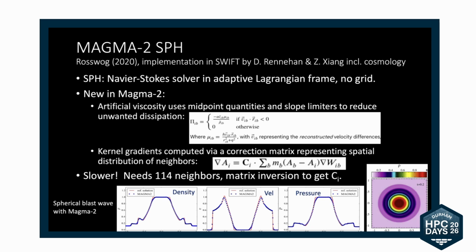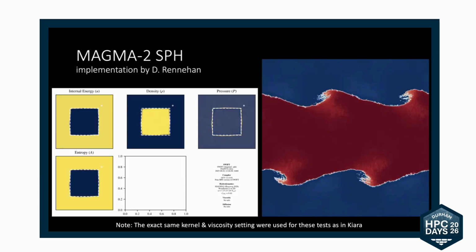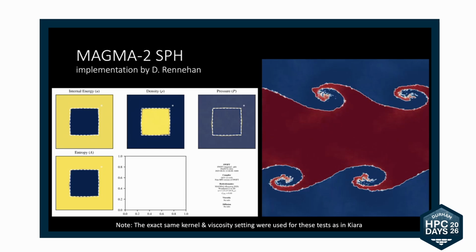This is a spherical blast wave. I won't go into too much detail, but it's a problem that's very difficult for SPH. I just wanted to show a couple of other examples. On the right side here, you see a Kelvin-Helmholtz test.